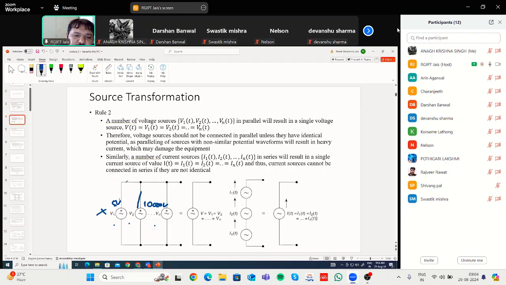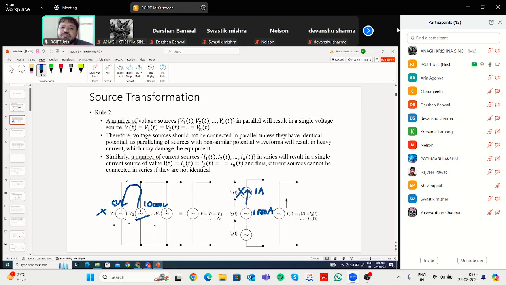So the current will flow in this direction. But this voltage source may not be capable of handling that much amount of current. Definitely, this voltage source should be capable because its capacity is 10,000 volt. But this may not be, so it will get damaged. Similarly, current sources. Okay, this may be, let us say, 1 ampere. This may be 1000 ampere. Okay, so this 1000 ampere current will try to flow through this current source. As a result, this current source may get damaged. So it's always advisable not to connect them in this configuration.